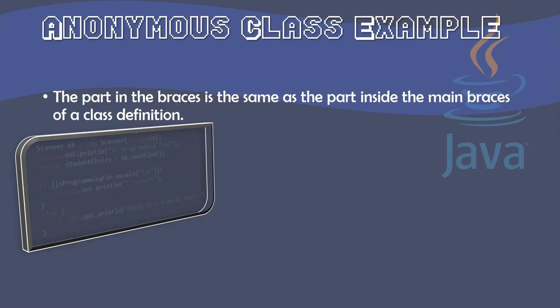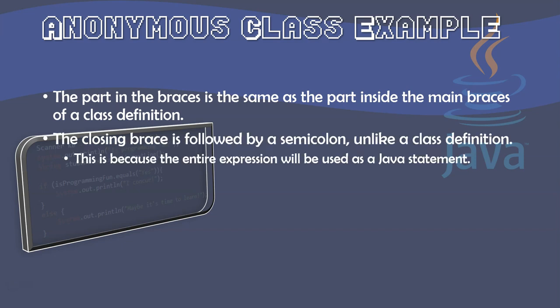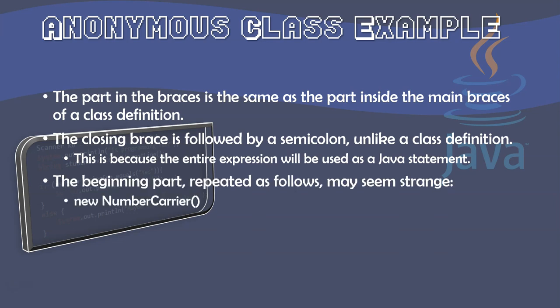The part in the braces, of course, is the same part as inside the main braces of a class definition. The closing brace is followed by a semicolon, though, unlike a class definition, because the entire expression is going to be used as a Java statement. The beginning part, repeated as you can see below, may seem strange. New NumberCarrier. That looks a little familiar.